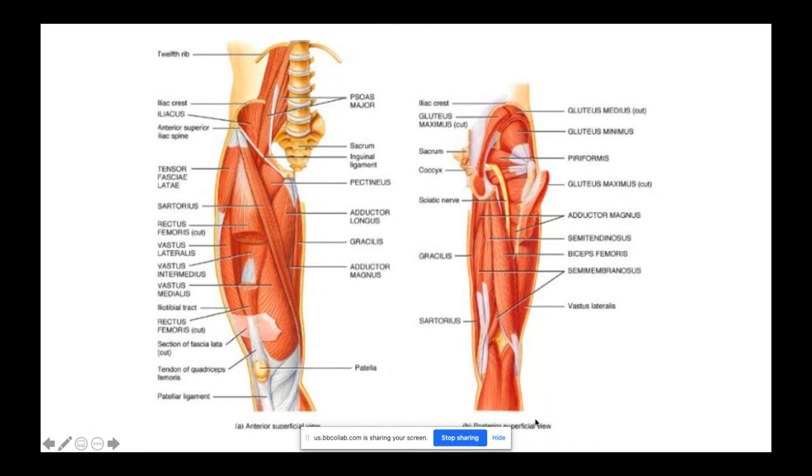And then on the right, these are the posterior superficial thigh muscles. We have the 3 hamstring muscles. Of the hamstrings, 1 of them is lateral and 2 of them are more medial. The one that's more lateral is the biceps femoris, and the 2 that are more medial are the semi brothers. They're called the semimembranosus and the semitendinosus.